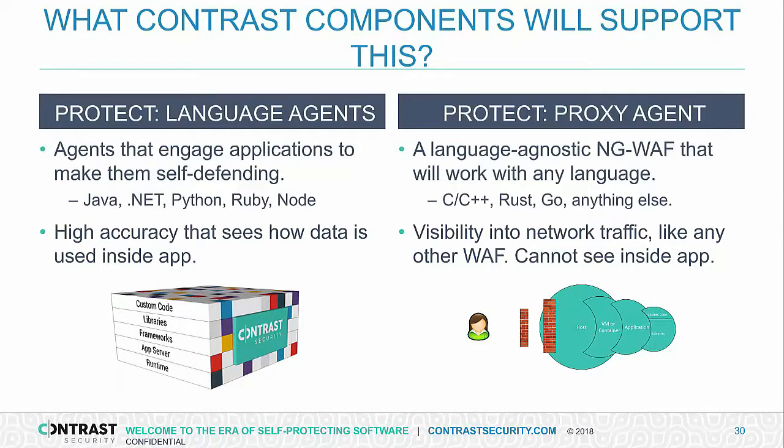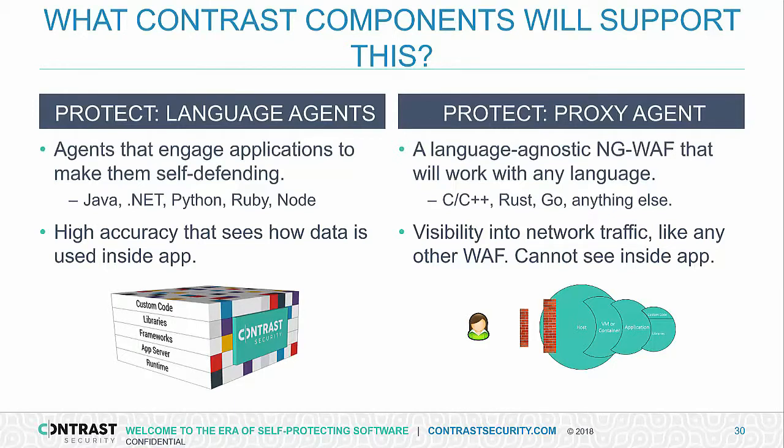And the reason that they have a high level of accuracy is because of their location, they can see how that data is actually used. So rather than just looking at the data going over the network, they're watching how that data is actually used by an application to figure out which threats are actually relevant. Now, the proxy agent is used for cases where there is no language agent.